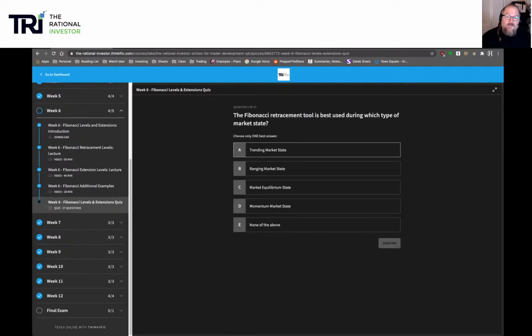All right. So the Fibonacci retracement tool is best used during what type of market state? Right? The retracement tool we're going to use during a ranging market state because we've moved in one direction once, we move back, and we're looking at moving again in that direction. So ranging market state is best. As I did by example, though, I did show you that we also will use it in a trending market state for things like the bot setup, where we're looking for a pullback and then a continuation.